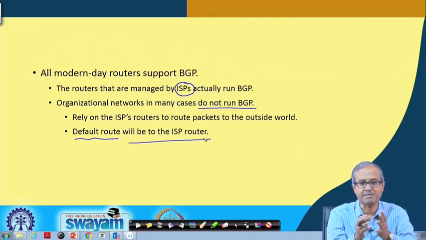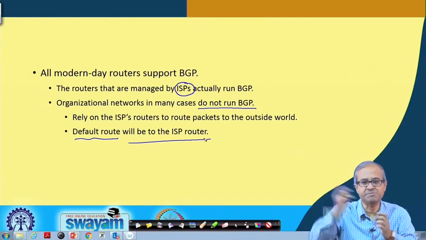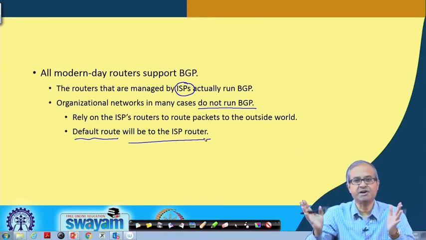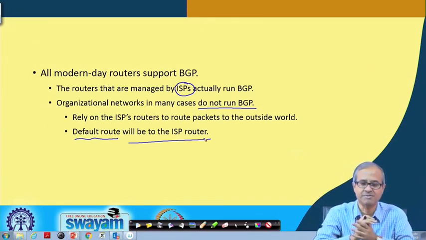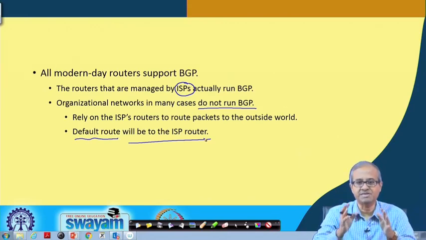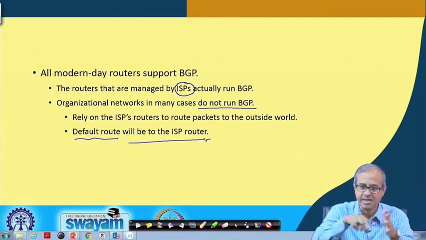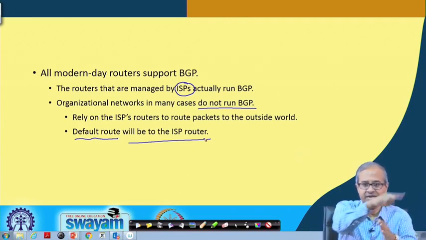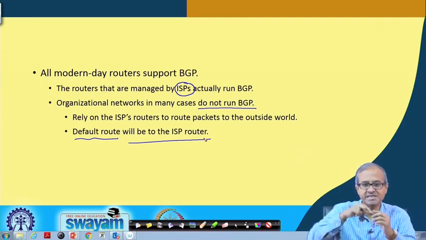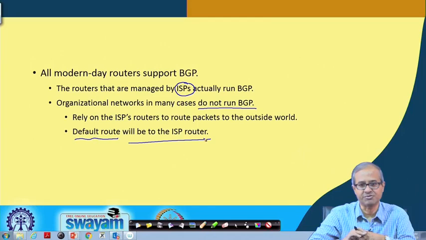Whatever packet comes, you will be sending it to the ISP's router, and the ISP's router will decide where to route. But if your network is running BGP, then you can also maintain a comprehensive routing table where, for the packets that are going somewhere else, you can decide where to send. But in the previous case, you are sending only to the ISP's router.